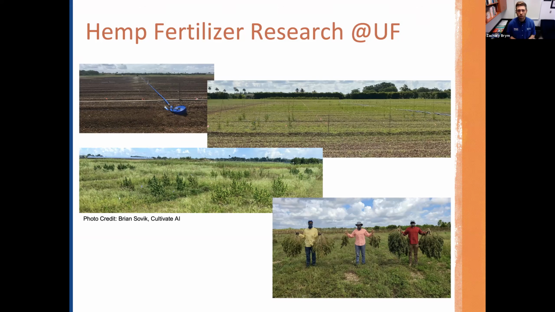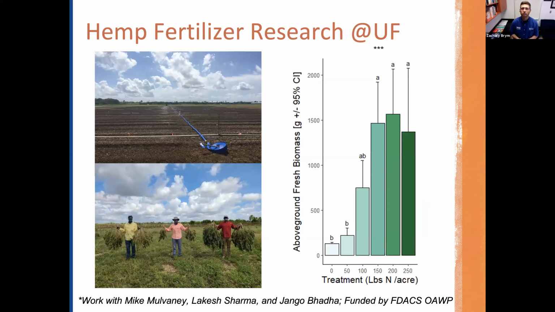This was a cultivar called Weiss that we transplanted out into the field, and we put on 6 different nutrient applications: 0, 50, 100, 150, 200, and 250 pounds of nitrogen per acre. And as you can see from the picture on the right, we did have some differences that we saw in the treatments.